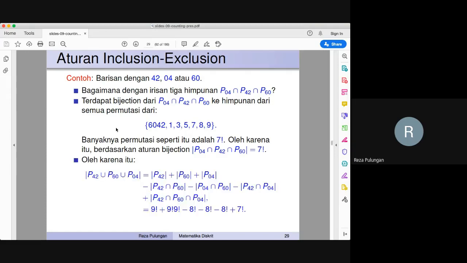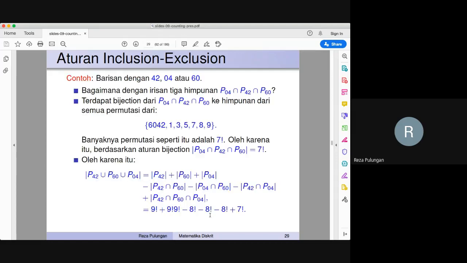So you see, the number of elements inside of P42 union P60 union P04 is equal to the number of elements inside of each one of them, namely 9 factorial plus 9 factorial plus 9 factorial, minus the intersection of any two of them, which is 8 factorial minus 8 factorial minus 8 factorial, plus the intersection of the three of them, 7 factorial.